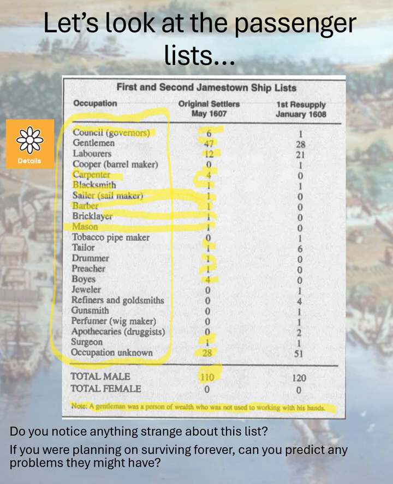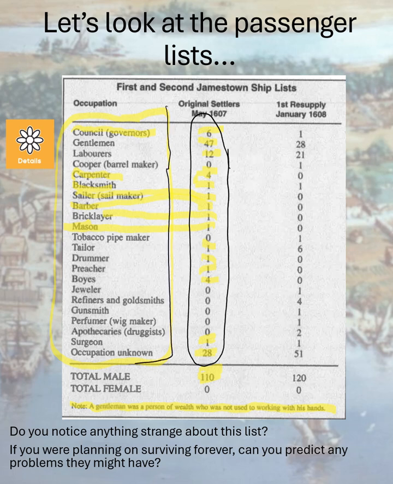Now, if you look at this list, surely you can notice something strange. If you're coming to the New World, is this the group of people you want? Is this the group of people you want on the boat to make sure that your trip is successful? Are these the occupations that you really want to make sure your trip is successful, right? When I look at that, I don't really see a lot of success. If you're planning on surviving forever, can you predict any problems they may have had? You can pause the video and think about that for a second. Just look over this list.